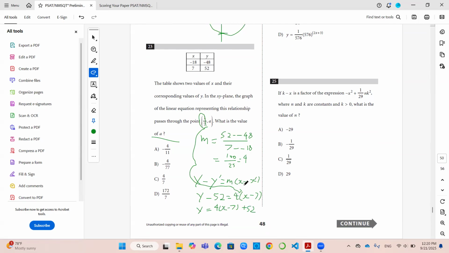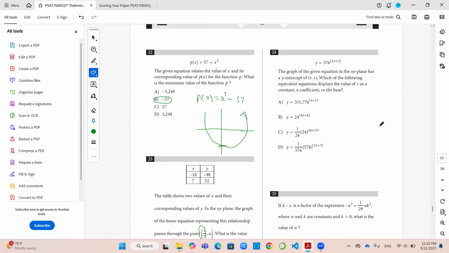Okay. So what is 1 over 7 minus 7? Then is 4 plus 52. So if you do all the calculation, you'll get something like 172 over 7. Rearrange it to this form, and then you can go ahead and put the 1 over 7 inside the x. Okay. D is the correct answer.